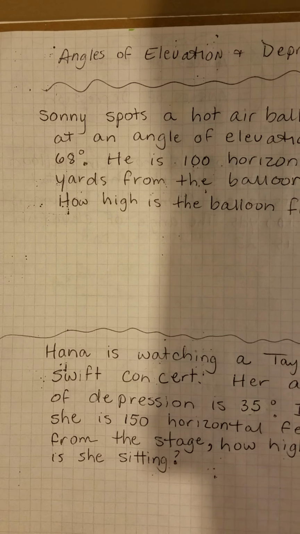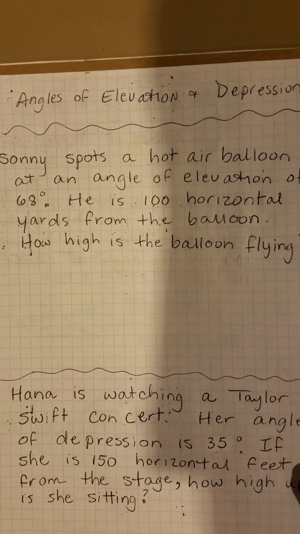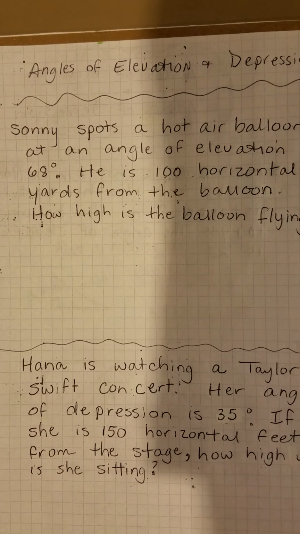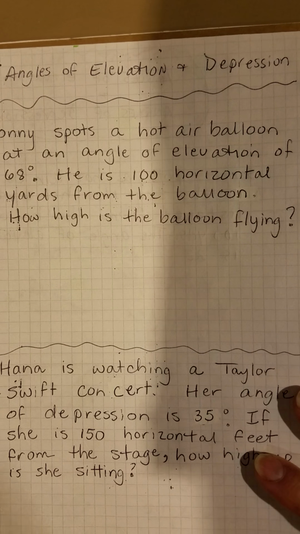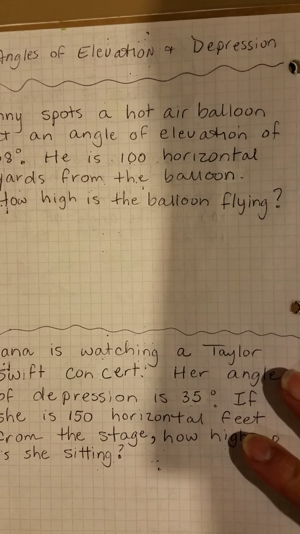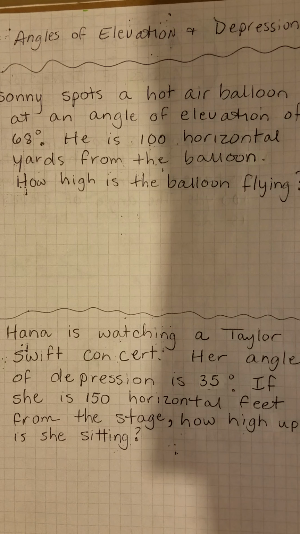Okay, season 1, episode 7, angles of elevation and depression. Here's our first word problem. Sunny spots a hot air balloon at an angle of elevation of 68 degrees. He is 100 horizontal yards from the balloon. How high is the balloon flying?